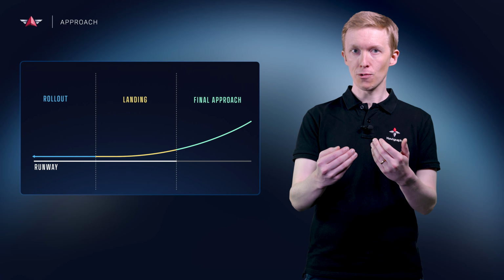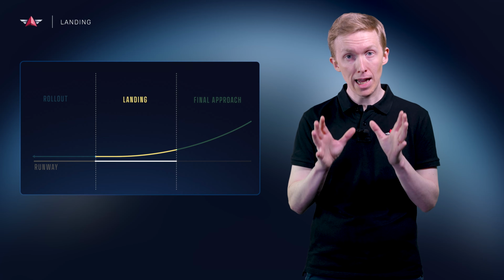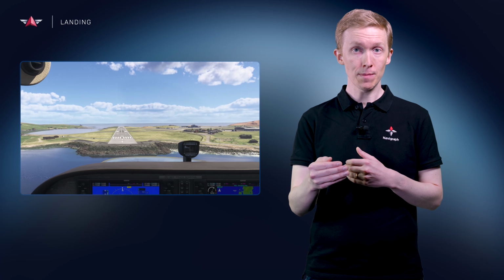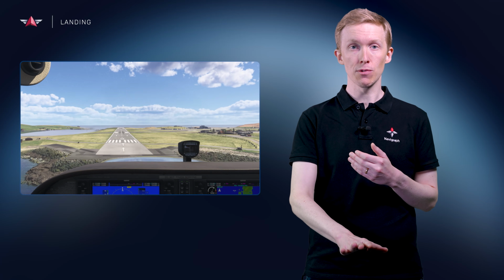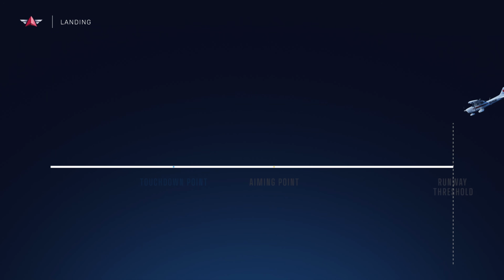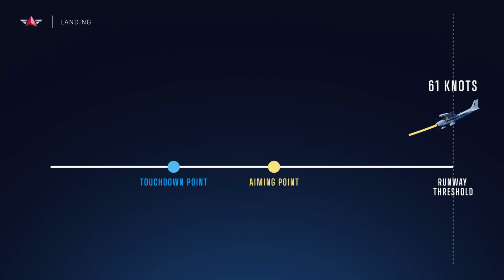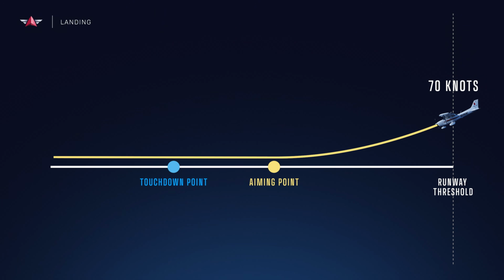It's time to get on the ground, so let's focus on the landing segment. This segment begins over the threshold and ends when the wheels touch the ground. The airplane crosses the threshold at 61 knots. It is important that the speed is not too high, as this would increase the landing distance considerably. But at the same time, the airspeed should never be lower than 61 knots, as this could take us very close to stalling speed.